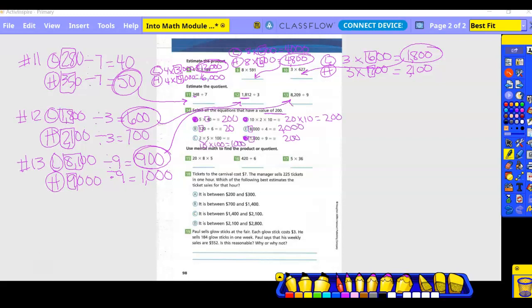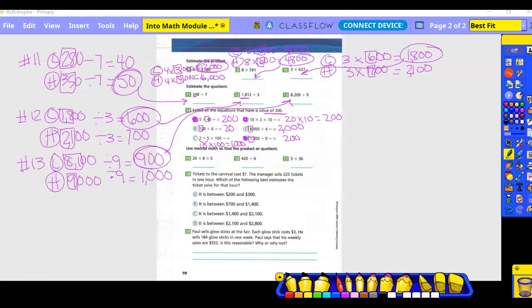Number 14 is select all the equations that have a value of 200. So on A, we boxed the 4 and took 5 times 4 and got 20 and added 0. So that got us 200. So it worked. B, we boxed the 12 divided by 6. That got us 2 and added 0, which is only 20. C, we took 2 times 5, which is 10, then times 100, which is 1,000. Letter D, we took 2 times 10 and got 20, and then took it times 10 again and got 200.